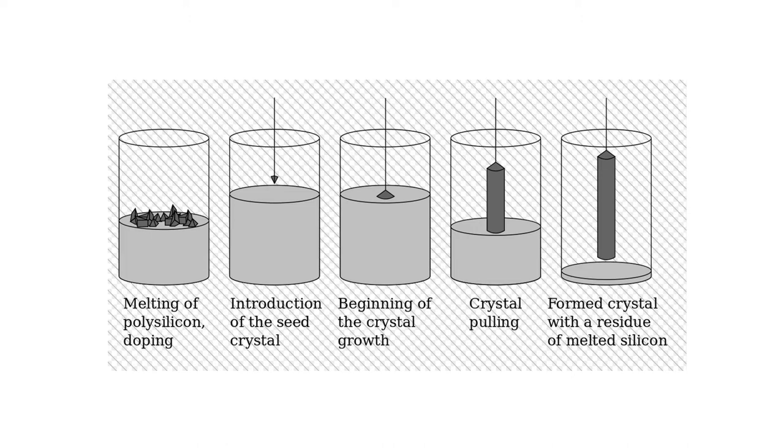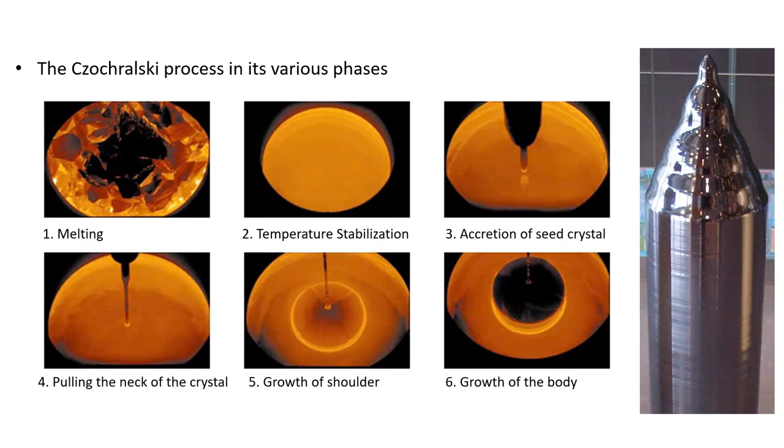Here in the layout diagrams depicting all the steps in the process of obtaining pure silicon from the melt, we shall see the steps one by one. The steps include melting of polysilicon and or doped silicon, temperature stabilization of the melt, introduction of a seed crystal to the melt, and pulling the neck upward with a rotary movement. Gradually, a shoulder develops and eventually growth of the body results in an elongated cylindrical ingot.